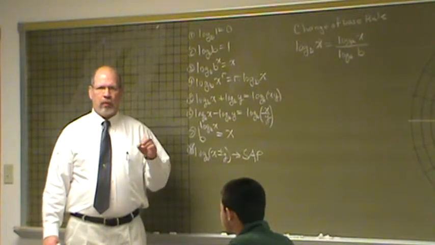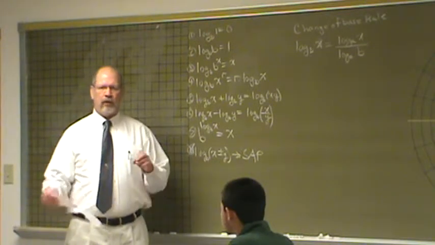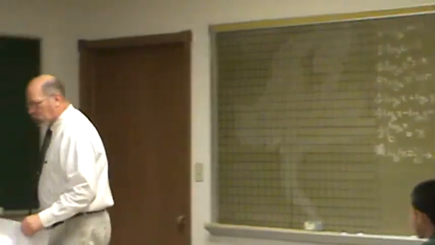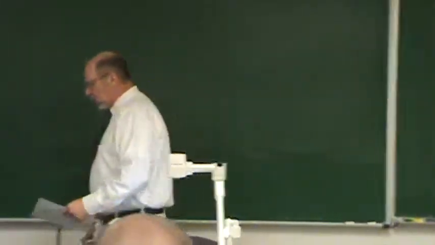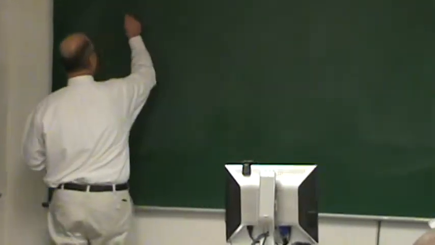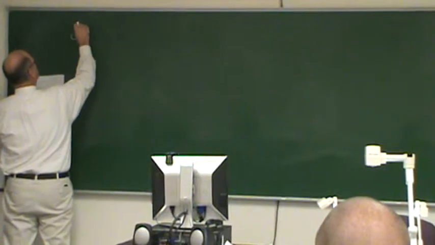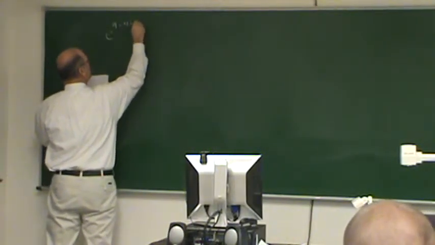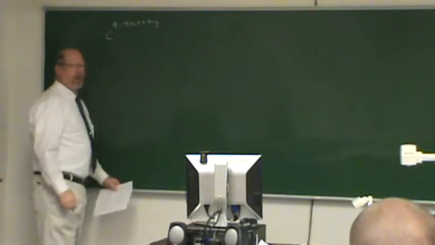And for my people in the evening classes, this handout is on Blackboard. Okay? So, let's start off with 7.4, number 1. It is e to the 4th minus, e to the 9th minus 4 natural log of x plus natural log of y.